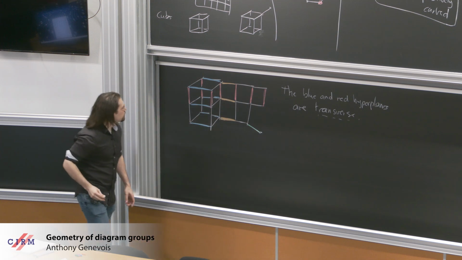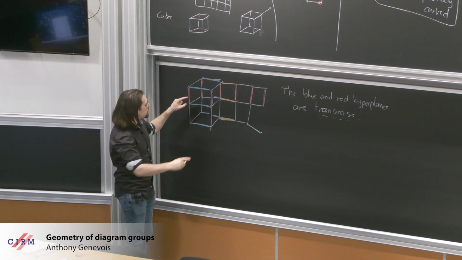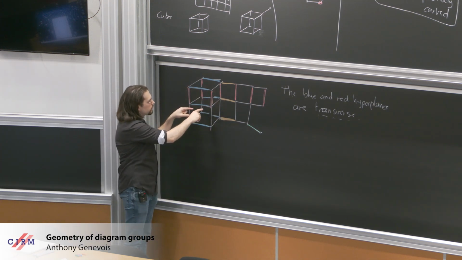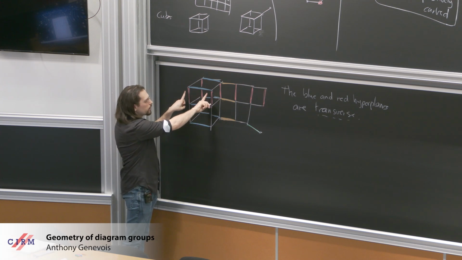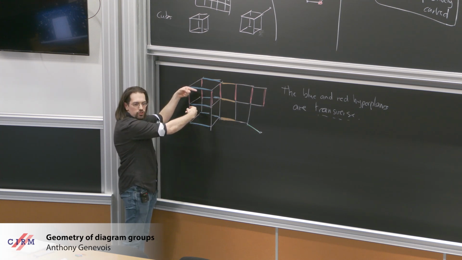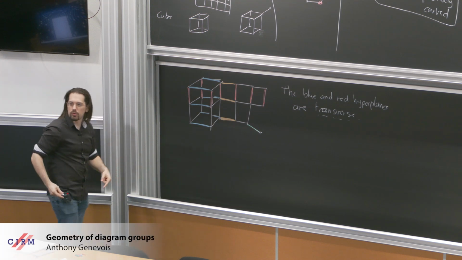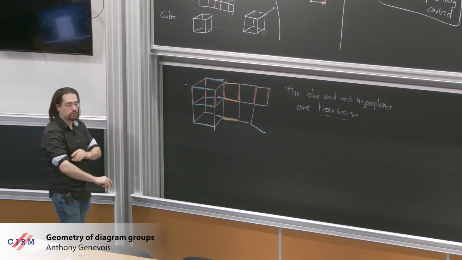Okay, so what does it mean? It means that it's possible to find a 4 cycle such that I have two opposite edges in one hyperplane and the other two opposite edges in the other hyperplane. Okay, this is what I mean by being transverse.